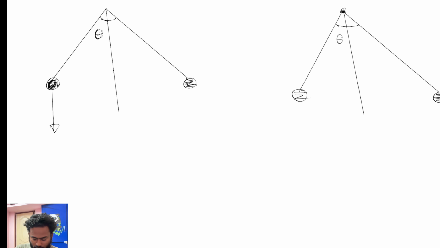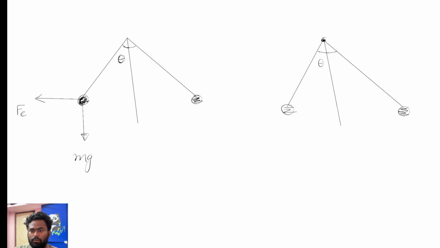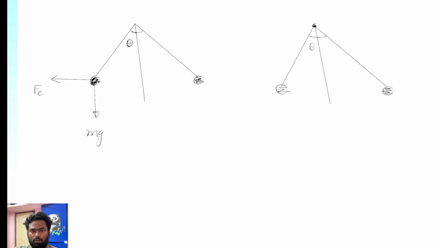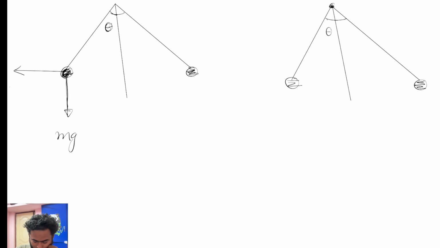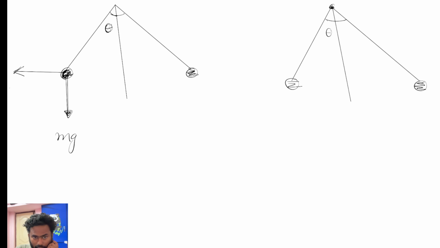If you draw the free body diagram, the downward force will be mg, and this side force will be electrostatic, Fe. The same on this one, and on this thread there will be tension. This one is the electrostatic force.